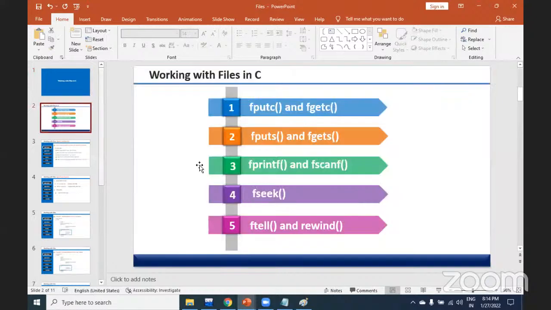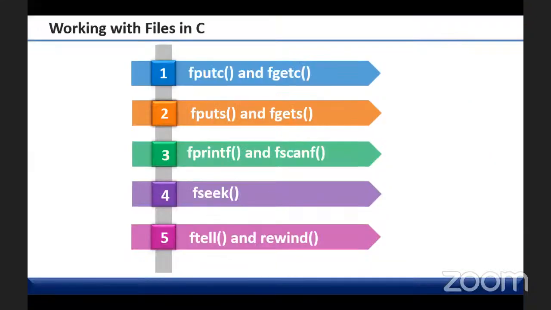Let me run this. What are the functions we have? fputc. What are the things we are going to do in the files? fputc, fgetc. Writing character by character into the file and reading character by character. C is nothing but characters. Whereas fputs is strings, string by string, how can we do that? And fprintf and fscanf, that is for any specific format. And the last ones are fseek, ftell, and rewind. These are the functions, and with specific positions, we can work on this.